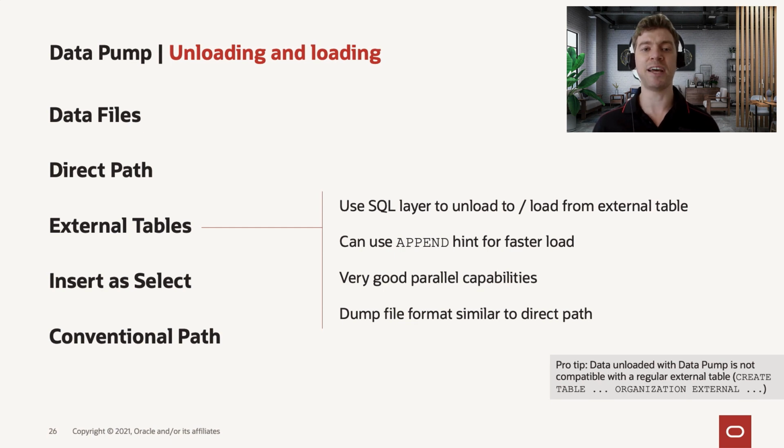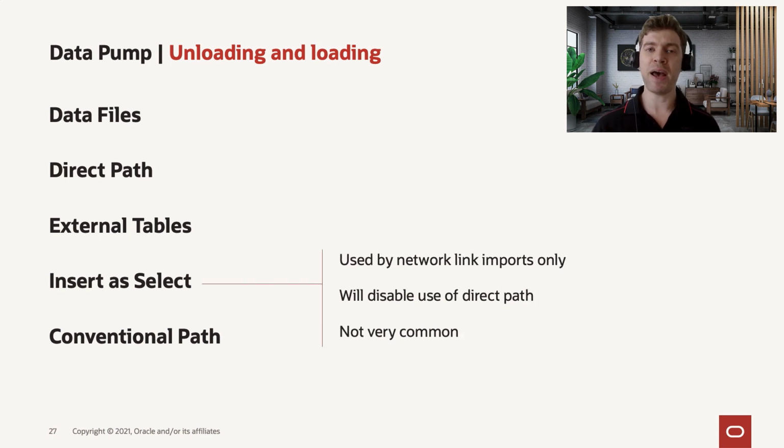Also, insert as select. This is the method used when you have network links. The reason you will only have insert as select for network links is because with the network link method in impdp, you don't have a dump file. So you cannot use direct path, nor external tables. This method is only valid for network links, when you have a DB link created from the target system pointing to the source system.